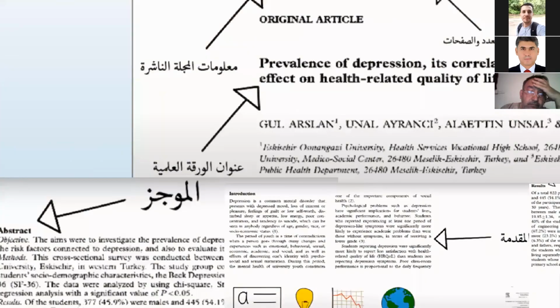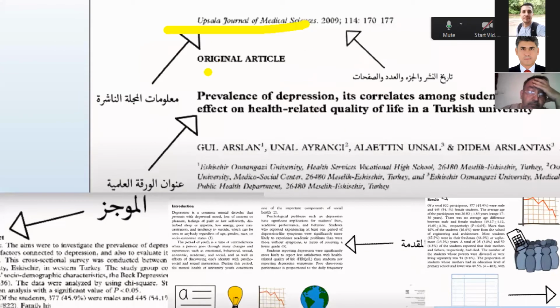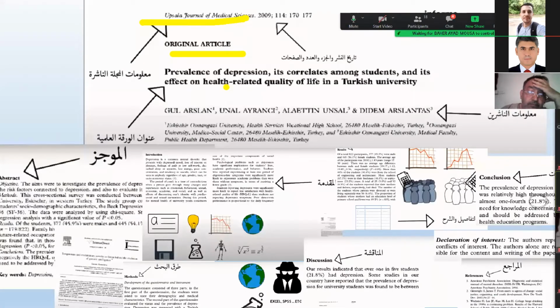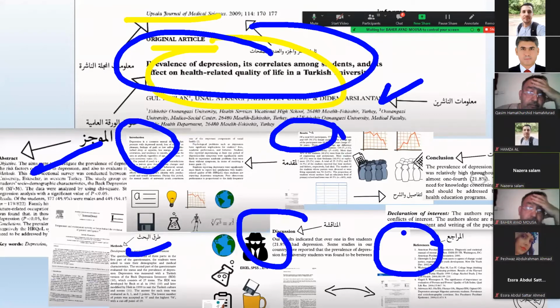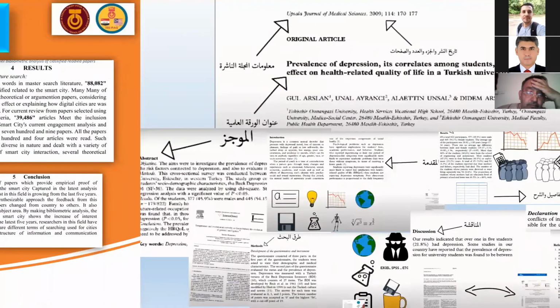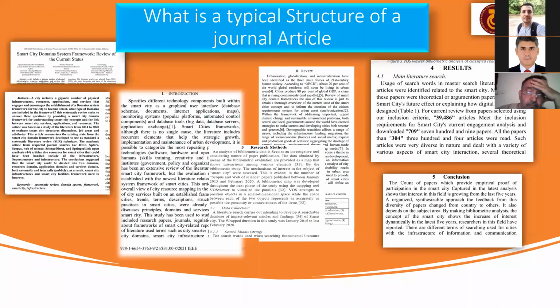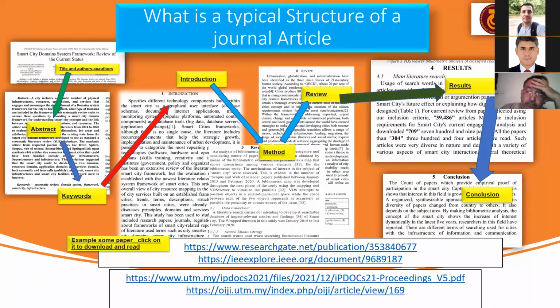Sometimes from the article, we have the date of a journal, the general information about the journal, the title of the paper, the author's name, then the abstract, the method, sometimes the introduction, and there is a result, a discussion, and a reference. Sometimes you have declarations of interest, and there is a conclusion. This is a simple example of an academic article. And there is another one. We see there is a title and author, an abstract, a keyword, an introduction, a method, a review, a result, and a conclusion. This is some example of an article paper.